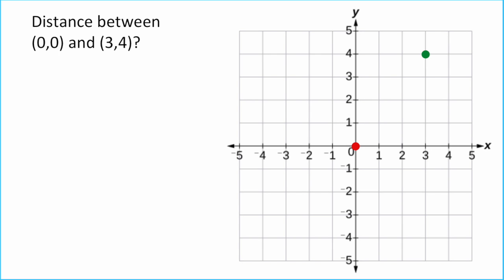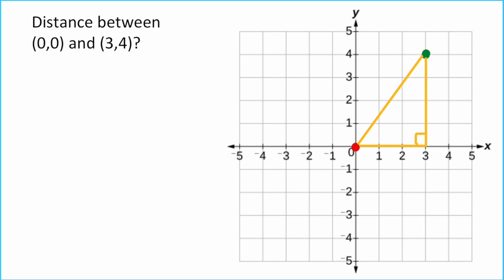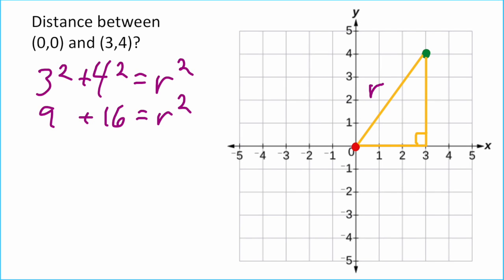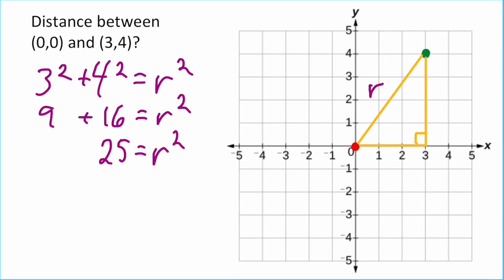So let's go ahead and make a right triangle, and I'm going to call the hypotenuse r. So Pythagorean theorem gives us 3 squared plus 4 squared equals r squared. If we work this out, we end up with 25 equals r squared, so r is equal to 5.